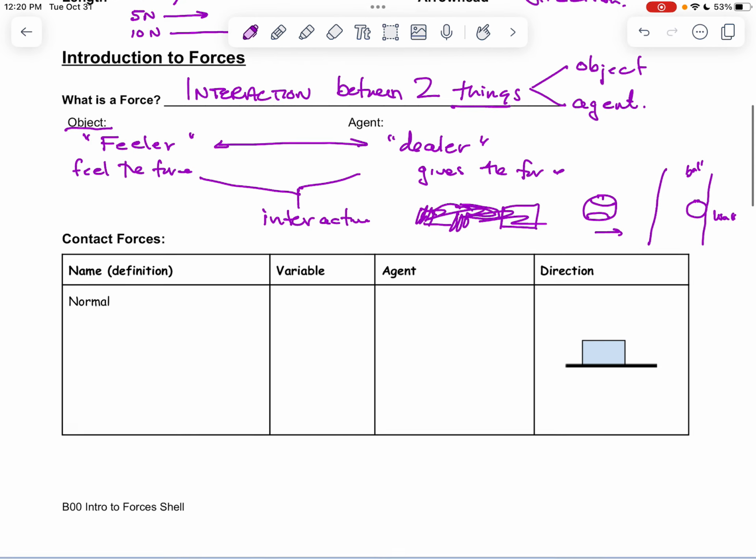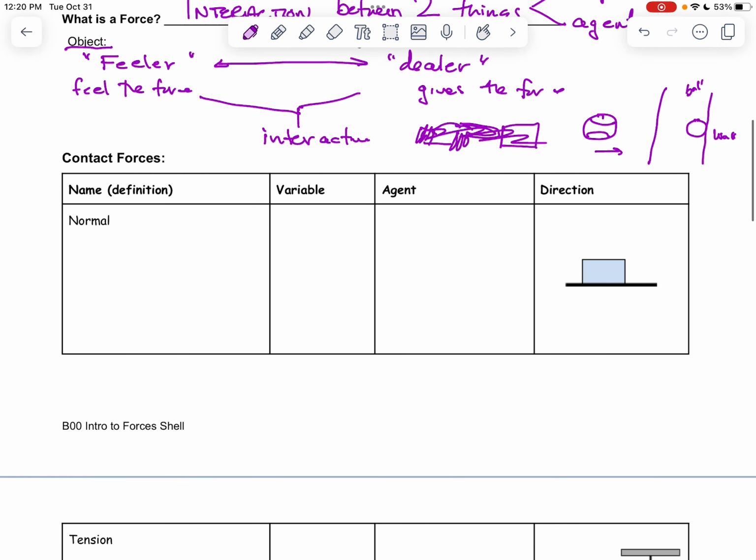All right, so we need to describe the different types of forces that we're going to have here. And the more we use them, the better we'll get at memorizing them. So the first group of forces is the contact forces. A contact force means you can see the dealer of the force.